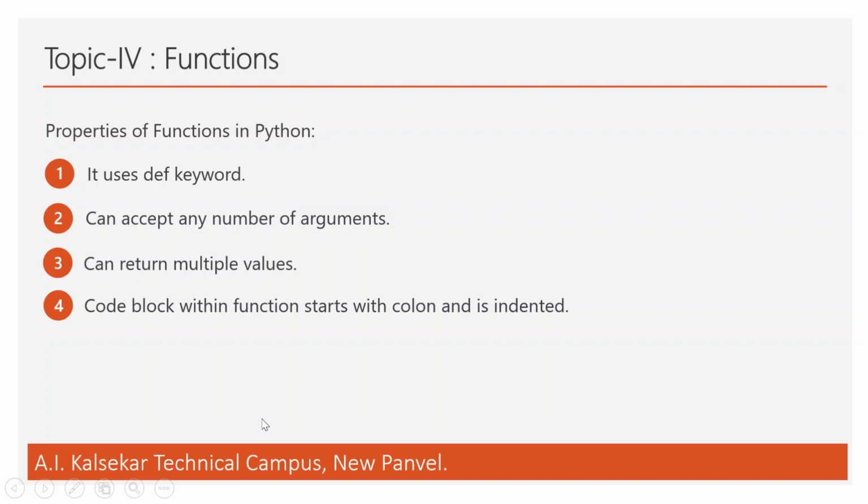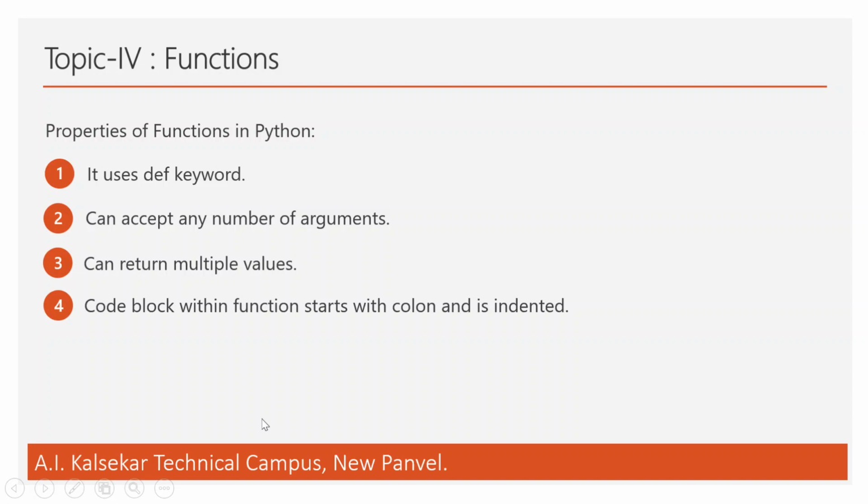The function uses a def keyword to get defined. So in Python, we define the function with the help of a def keyword. Then a function can accept any number of arguments in Python. That also we'll see. Then a function can return multiple values in Python. A Python function can return multiple values.